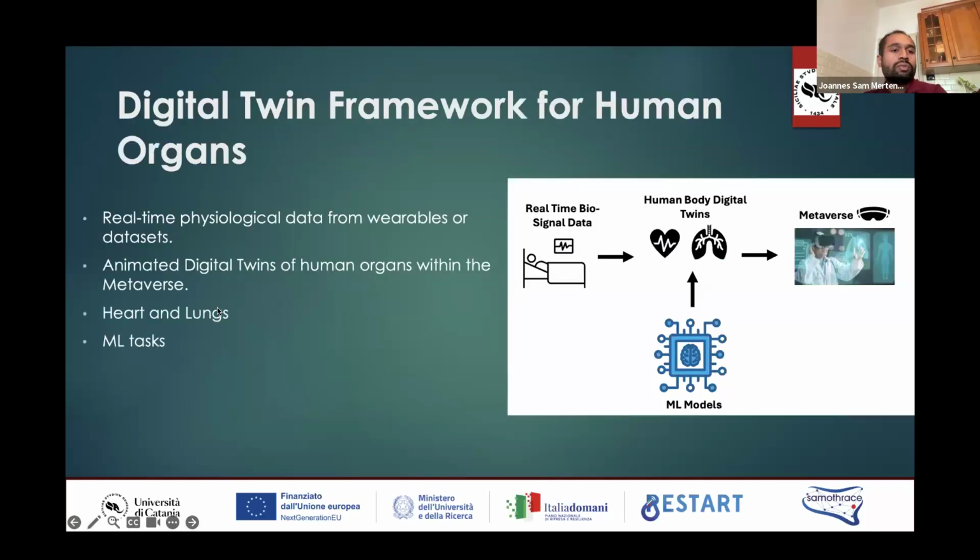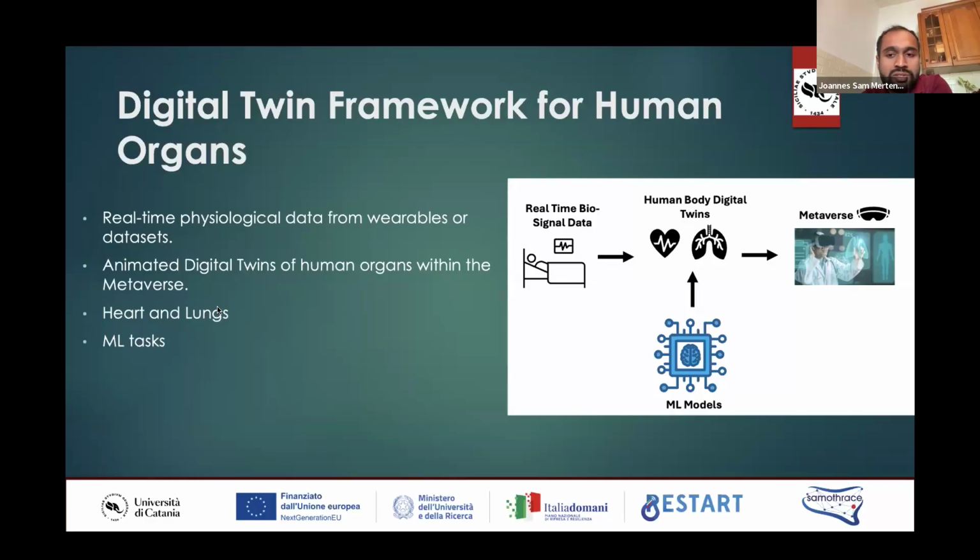And this is one of our initial works. We wanted to develop a digital twin framework for human organs. So this is organ-level digital twins. As you can see in the image here, this is our scenario. We have patients and we get real-time data. You can have sensors, or wearables like smartwatches, and you can get real-time data from the patients. And then you feed this data to digital twins, and these digital twins are for human organs.